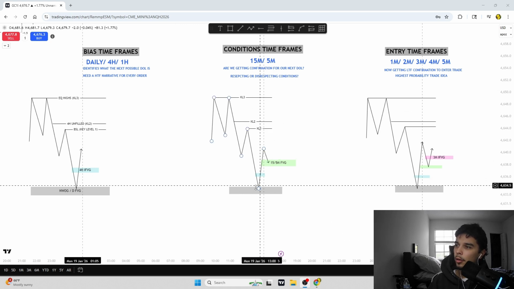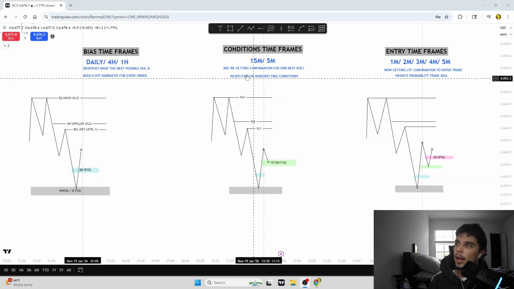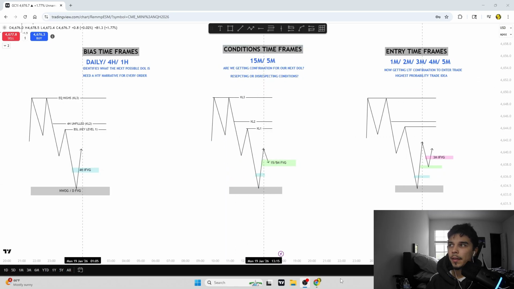We can come over here. As you can see, we still have our new week opening gap, our daily 4 hour inversion. Okay, how are we going to use our condition time frame? Well, are we getting confirmation for our next draw on liquidity? And that's really all these 5 and 15 minute time frames are doing for you, right? It's giving us further confirmation for our order.